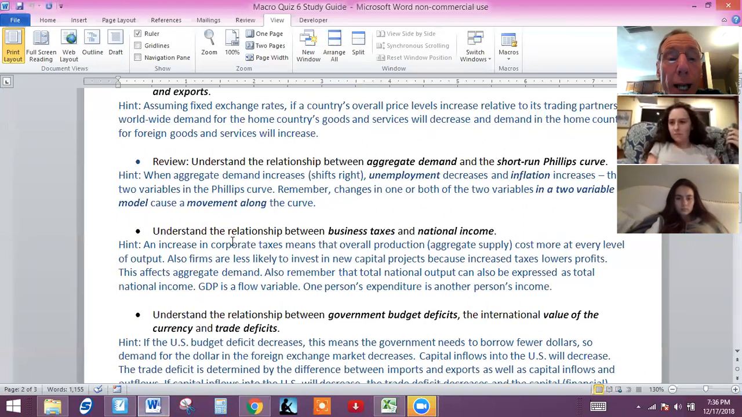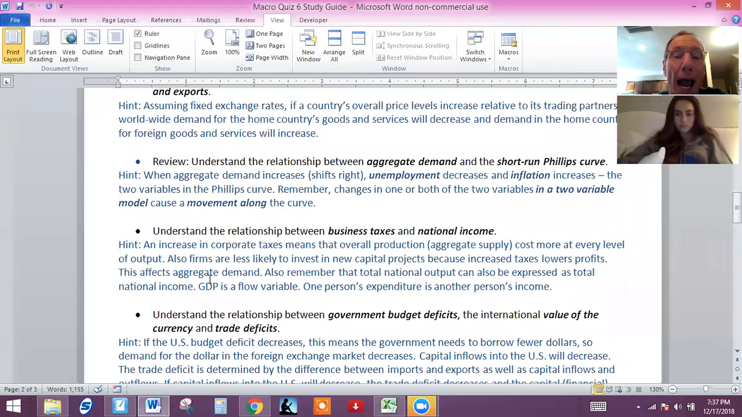Okay, so if corporate taxes go up, it means that for companies, production is going to get more expensive, and that's going to shift the aggregate supply curve to the left. Firms are less likely to invest in new projects because the taxes are going to lower their profits. So this is going to affect aggregate demand, which is also going to shift to the left.